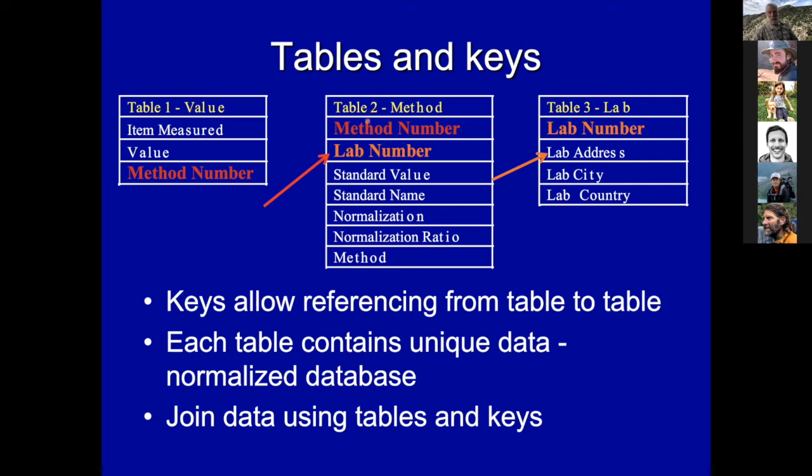That method number then has some values that then goes to a lab. That lab doesn't need to be repeated all the time. It has a lab number that maybe you know how to access that lab. So the keys allow the referencing from table to table, and each table contains unique entries. You don't want any repetition. If you've heard about this, this is called a normalized database.